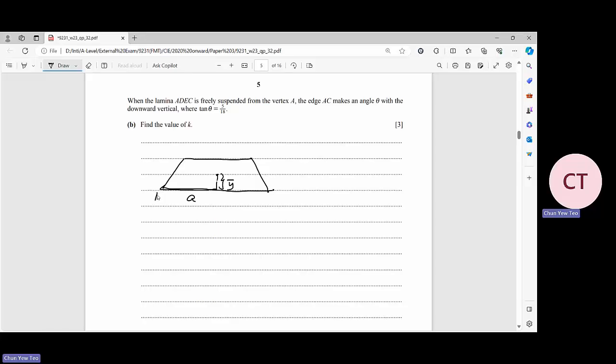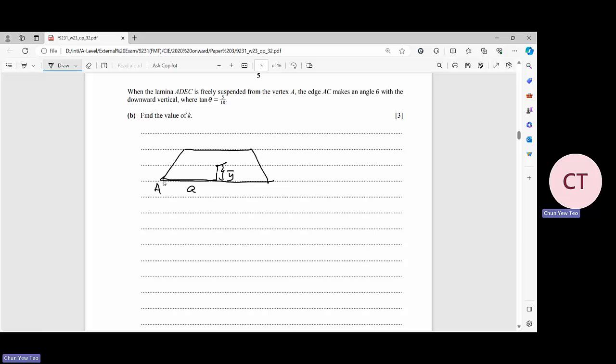This is the point A, the vertex A. And if you suspend it freely, then the weight must pass through the center of the mass. So we go down like this, that will be the weight. And this will be the angle theta with the downward vertical. So tangent theta is actually bar Y over A.